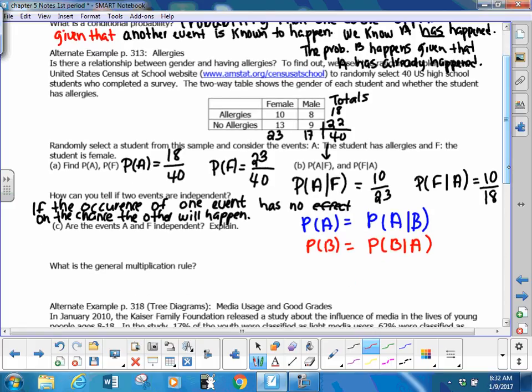And it doesn't matter if you write it on the left or the right, but are the events A and F independent, and explain? So are having allergies and being female independent of each other? Well, let's test it. If it's true, then the probability of having allergies is going to be exactly the same as the probability of having allergies given that you're a female. Well, we already know the probability of having allergies given you're a female is 10 over 23.